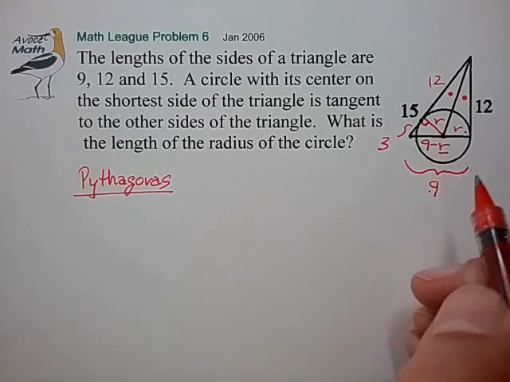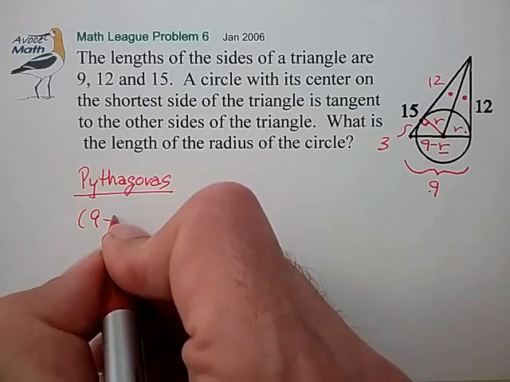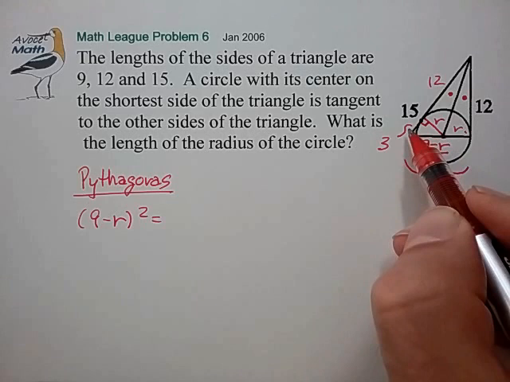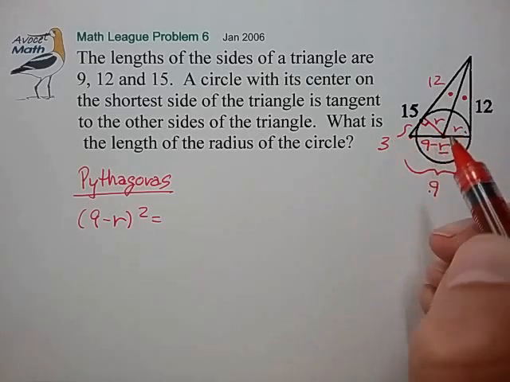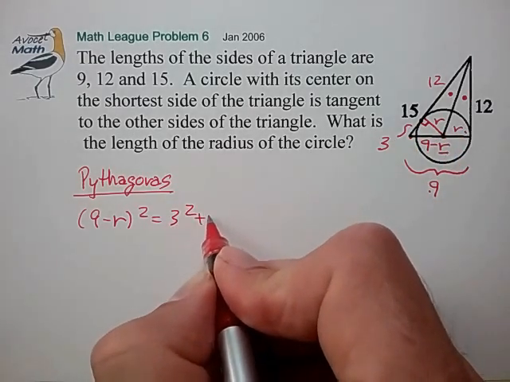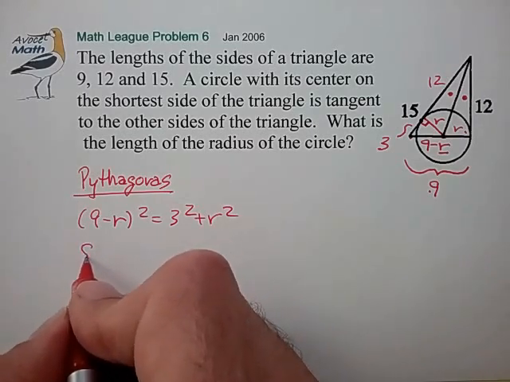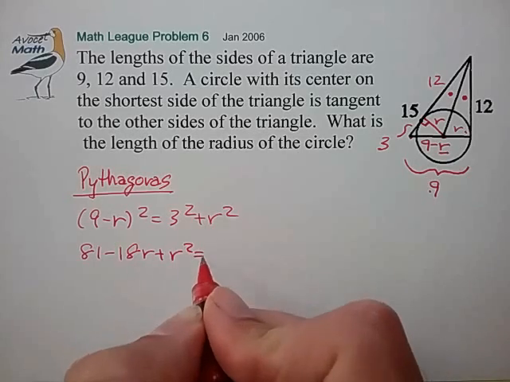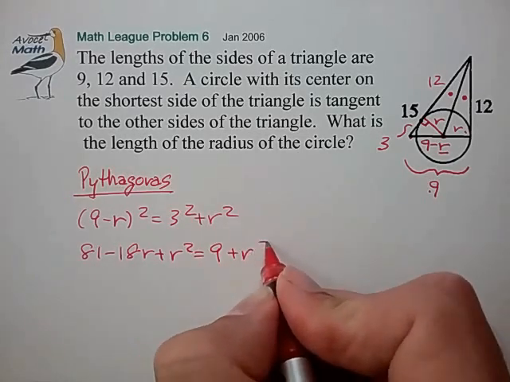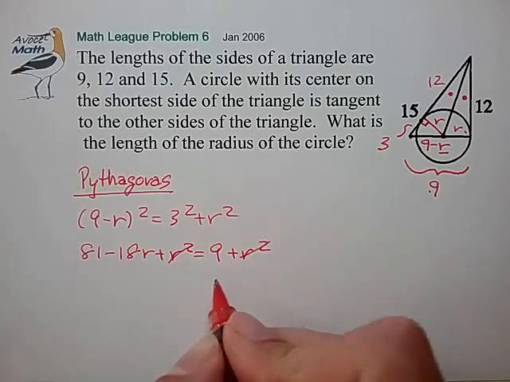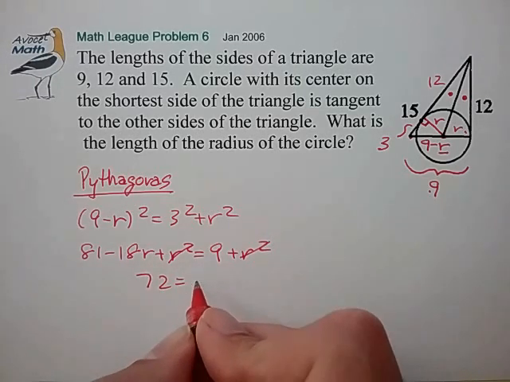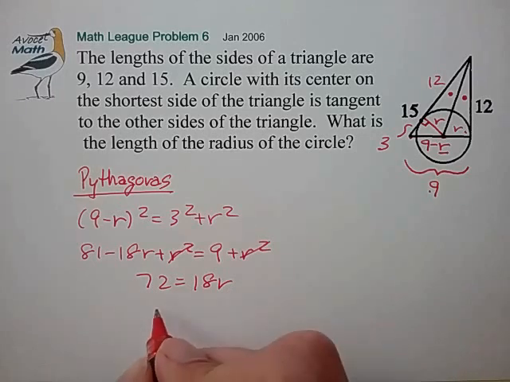Let's take the hypotenuse squared is equal to the sum of the squares of the lengths of the legs, 3 squared plus r squared. Expand this. You can cancel out the r squared terms, bring the 9 to the left, 18r to the right. Divide by 18 and we find that r is equal to 4.